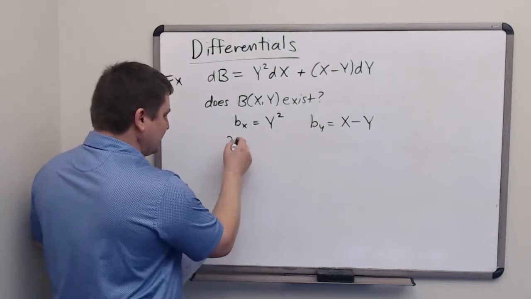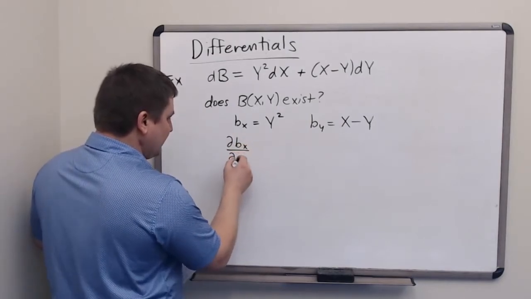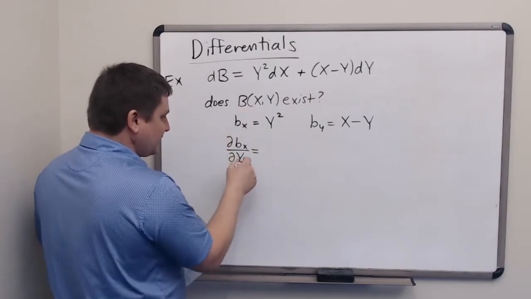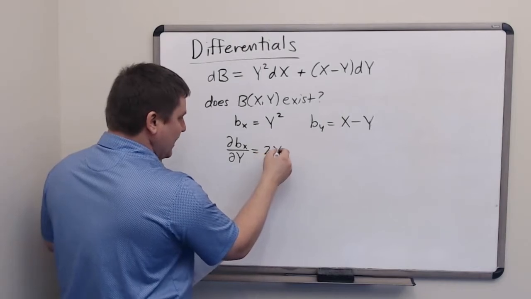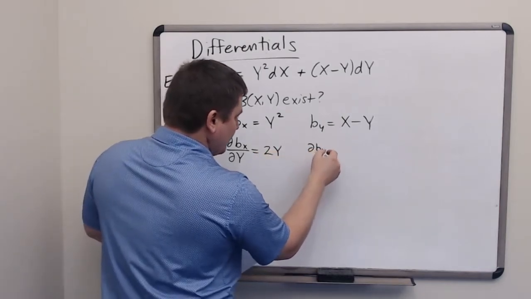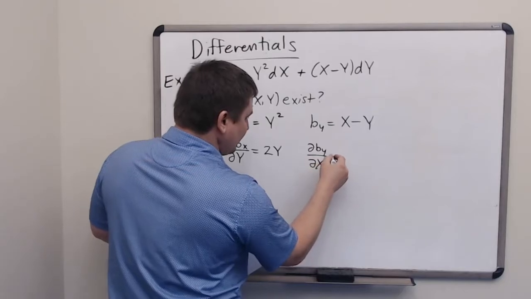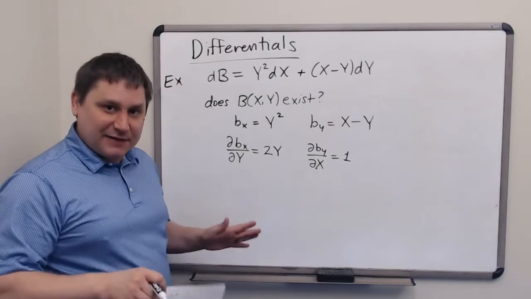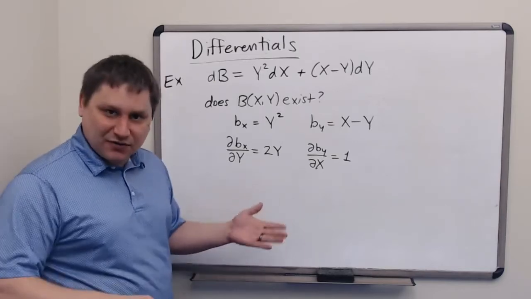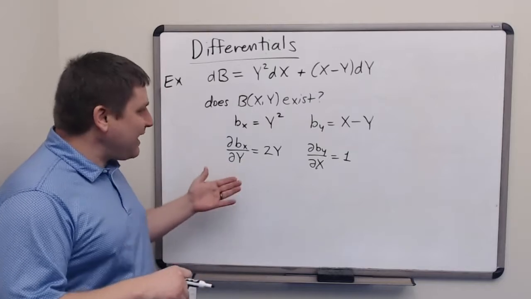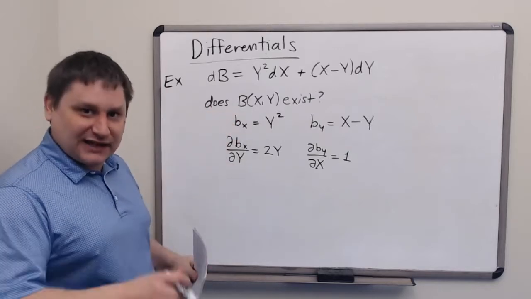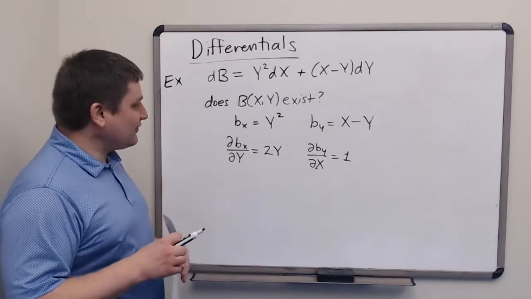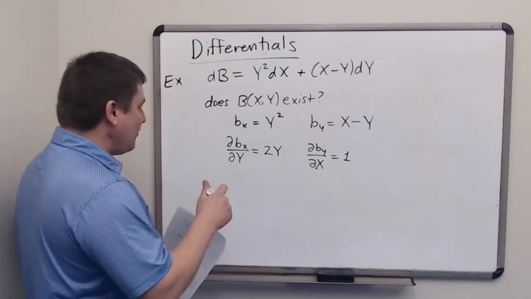Let's check our condition to see if a function capital B could exist. If we take this derivative here, we get 2y. And if we take the derivative of this coefficient with respect to x, we get 1. Now those aren't the same, and they can't be the same unless y has a specific value, which is useless. So we expect that this function does not exist. But let's push along with the plan of solving these differential equations and seeing where it goes wrong.